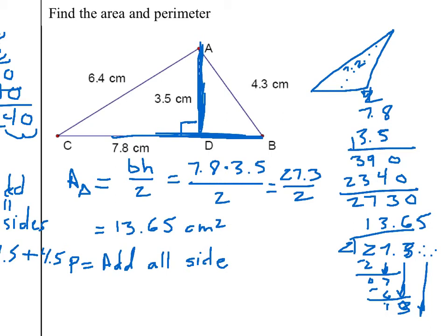The one in the middle. So Kendrick says the one in the middle, because we're talking about our triangle and these sides. That's the outside of our triangle. So that's what we're worried about in our perimeter. Perimeter means outside. So P equals 6.4 plus 4.3 plus 7.8.